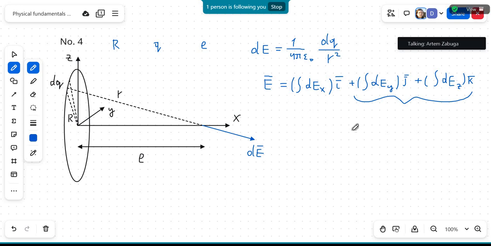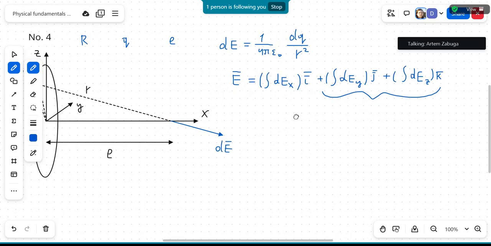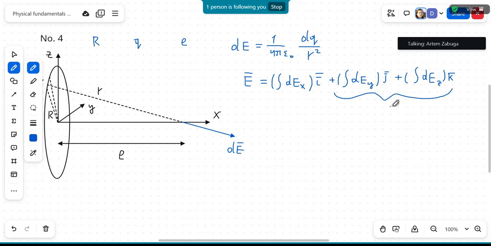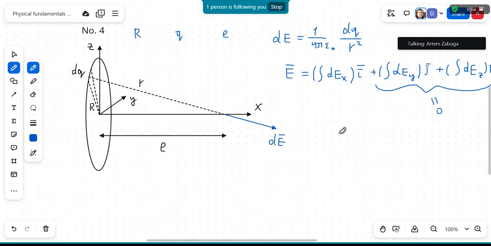So according to the symmetry, there will not be these two components. So here we have 0. It is possible to calculate these two integrals, and we will definitely have this result. But to save time, we can notice this fact. Why is it equal to 0?